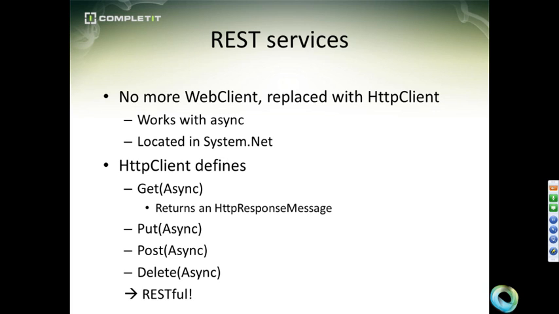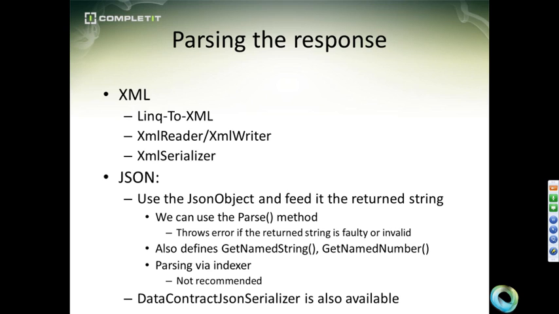Now, in Silverlight, this would have been accessed through the web client. In Windows 8, that is done through the use of the HTTP client, which is available in the System.Net namespace in Windows 8. It defines a get, a put, a post, a delete, all of course in an asynchronous way. So basically it is purely RESTful, so you can communicate with a RESTful service from a Windows 8 application in a RESTful manner. The response, of course, is going to come in either in JSON or XML. If we want to use XML, we can use LINQ to XML to parse it, the XML reader, or the XML serializer.